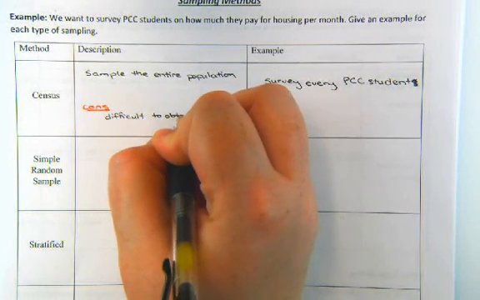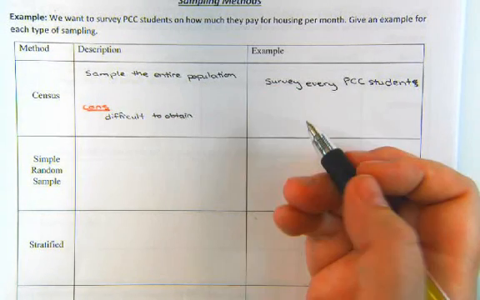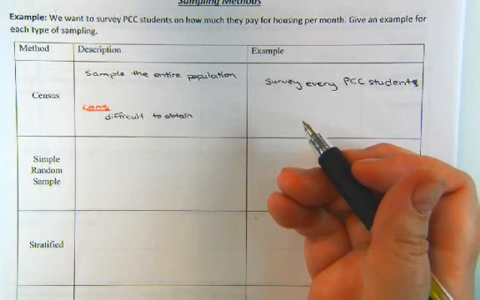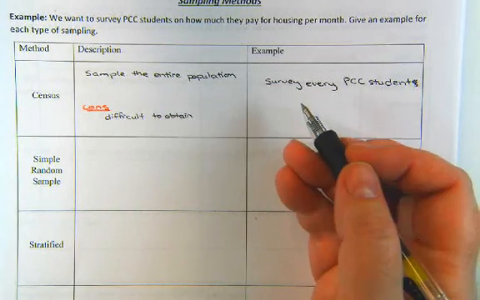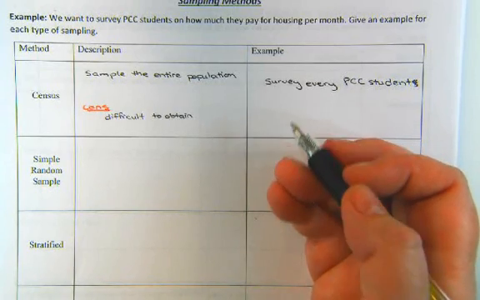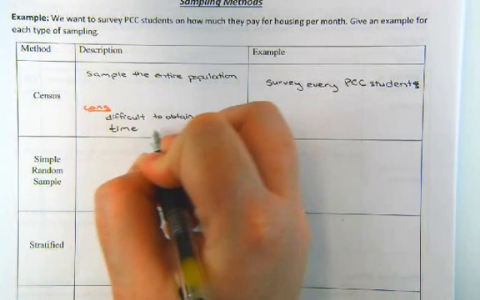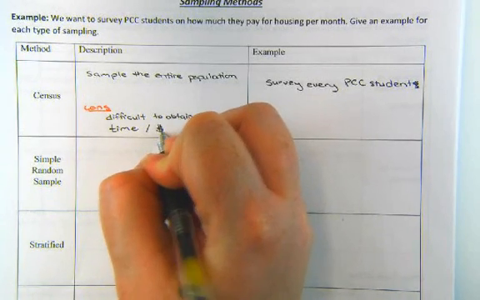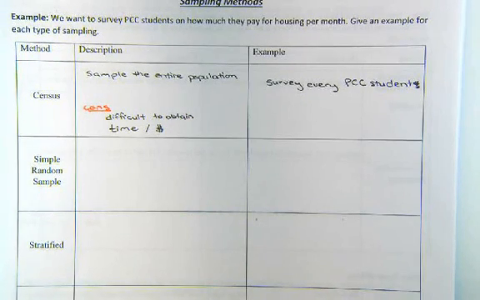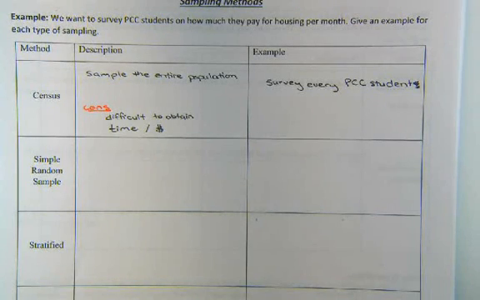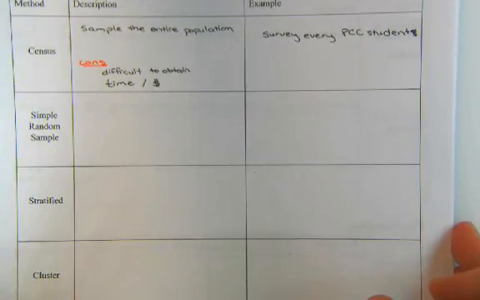Getting population data is so difficult to obtain, and with that, if we were hired by the school to collect this information, this would take us a long time to accomplish. So this takes a lot of time, and if they were paying us, anything that takes a lot of time also takes a lot of money and resources. So a census is great for getting that exact data, but very, very difficult to accomplish.